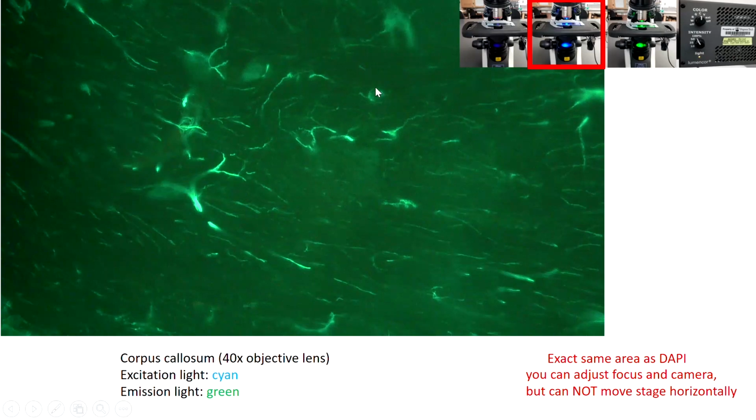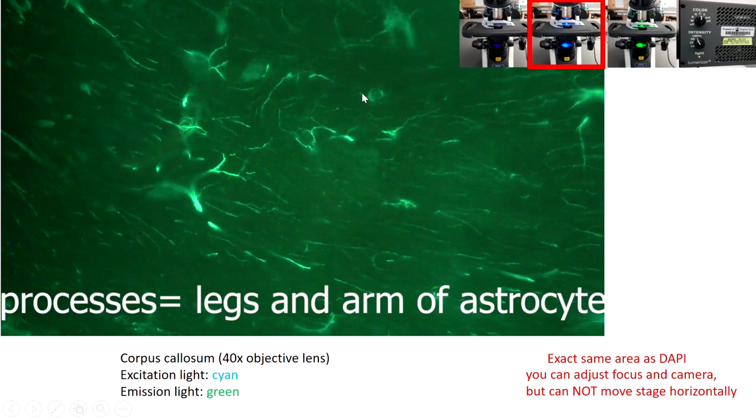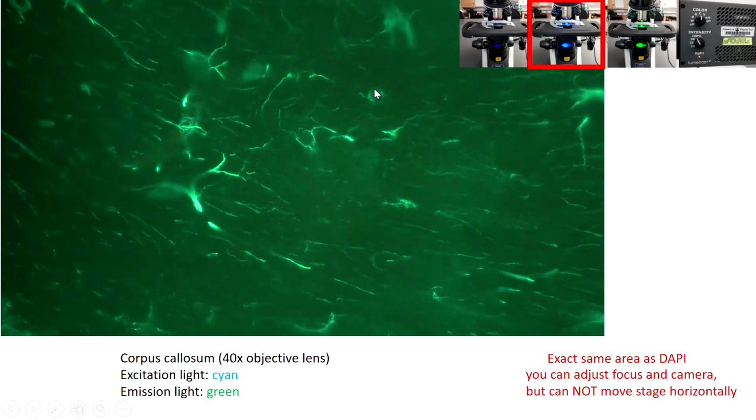So you see there is a bubble-like structure. That's actually the soma of an astrocyte. And you see this line here, the spiny line here, that is a process. So all these lines are the processes, the legs and arms of the astrocyte. And then inside the soma, you're supposed to find a nucleus. Let's see if you can find a nucleus here.